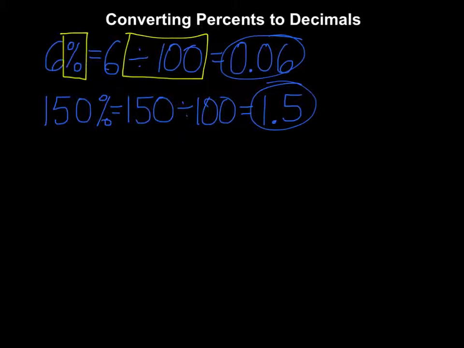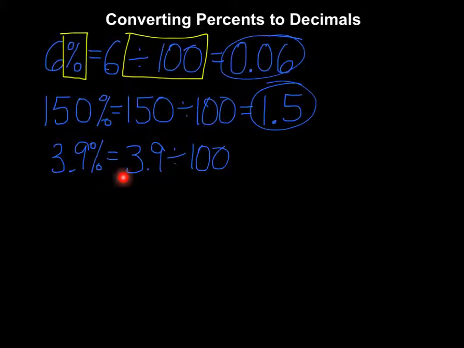For our next example, let's do 3.9%. So just as the last two examples, this is 3.9 divided by 100, and 100 will move the decimal 2 times. So if the decimal is right here, once will make it 0.39, and twice will give me an extra 0 in front of the 3. So 0.039.